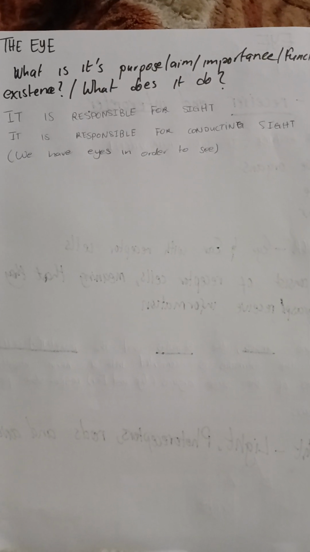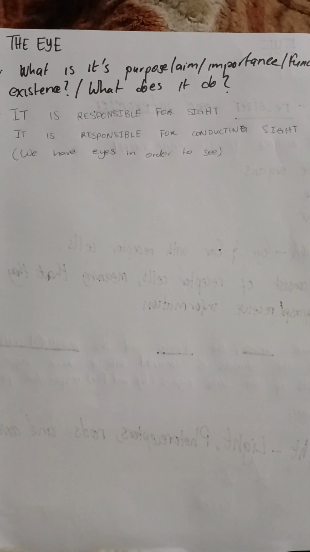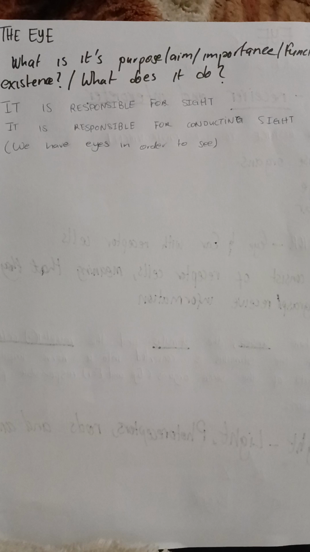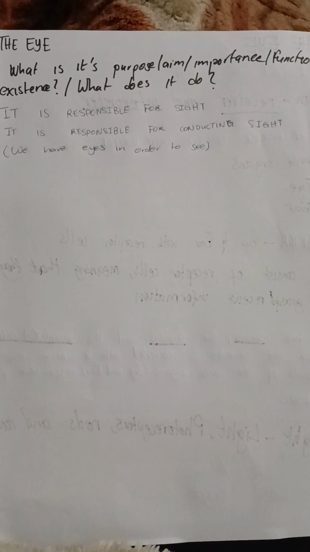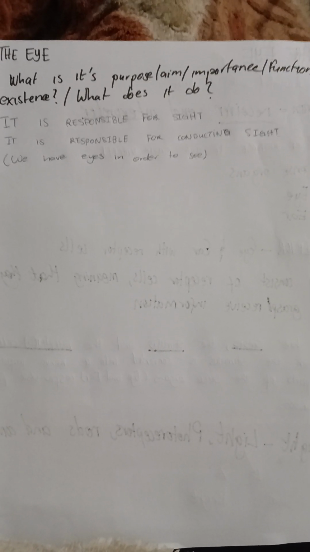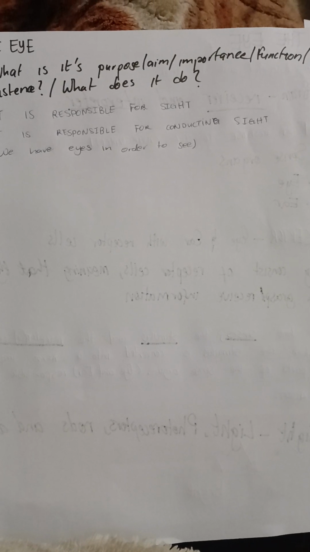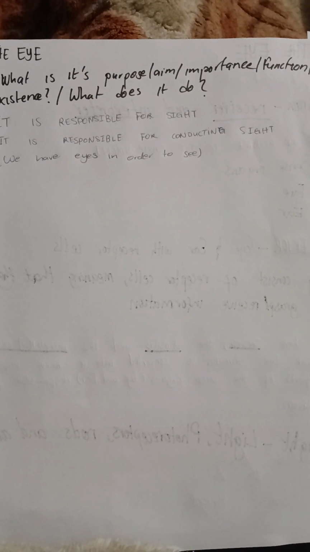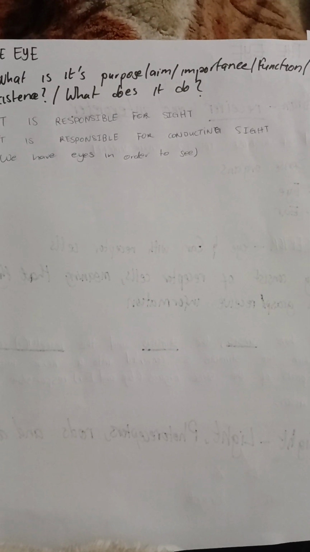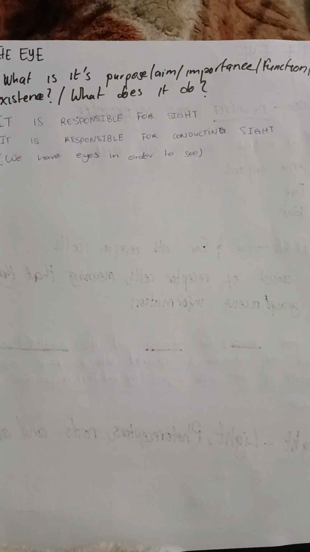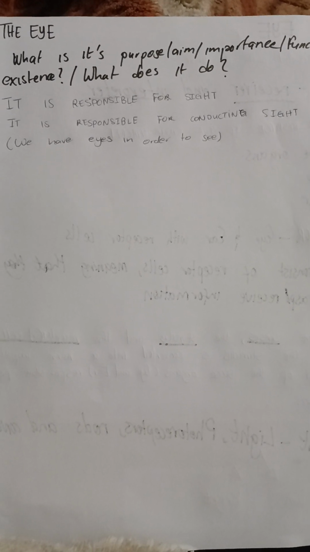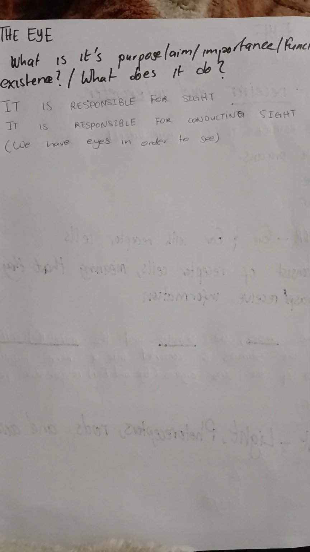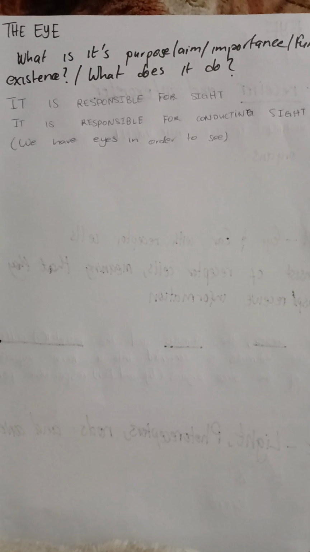So I've broken down the eye here, right? So the question that I asked is, what is its purpose or aim or importance or function or existence? What does it do? I'm trying to ask this question in many ways so that you can understand why the eye is there, and it is only there for one reason. Whether it is its importance, its function, its aim, its purpose, its existence, it's only there for one thing. It is responsible for sight. It is responsible for conducting sight. We have eyes in order to see.